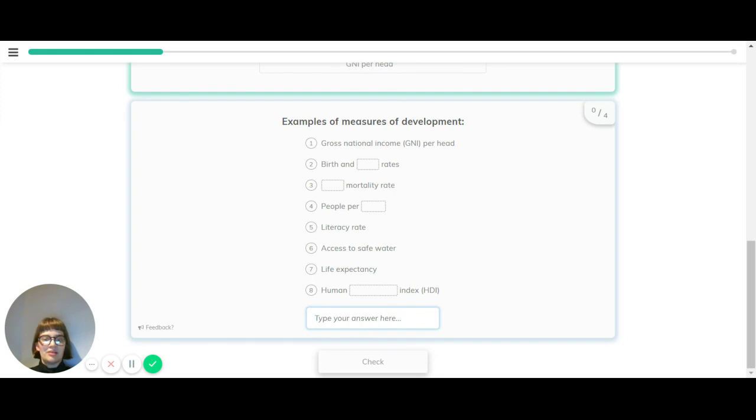Different examples of measures of development are gross national income per head, birth and death rates, infant mortality rates, people per doctor, literacy rate, access to safe water, life expectancy, and Human Development Index.